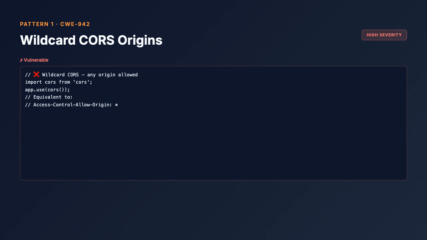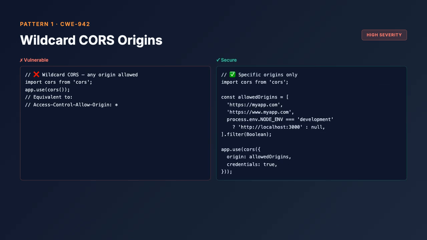On the left is what AI typically generates, importing the CORS package and calling app.use(cors()) with no options. This is equivalent to setting Access-Control-Allow-Origin to star, meaning any website on the internet can make requests to your API. On the right is the secure version. You define an explicit allow list of origins, like your own domain and localhost for development, and pass that to the CORS middleware. Keep the list of allowed origins in an environment variable, not hard-coded.